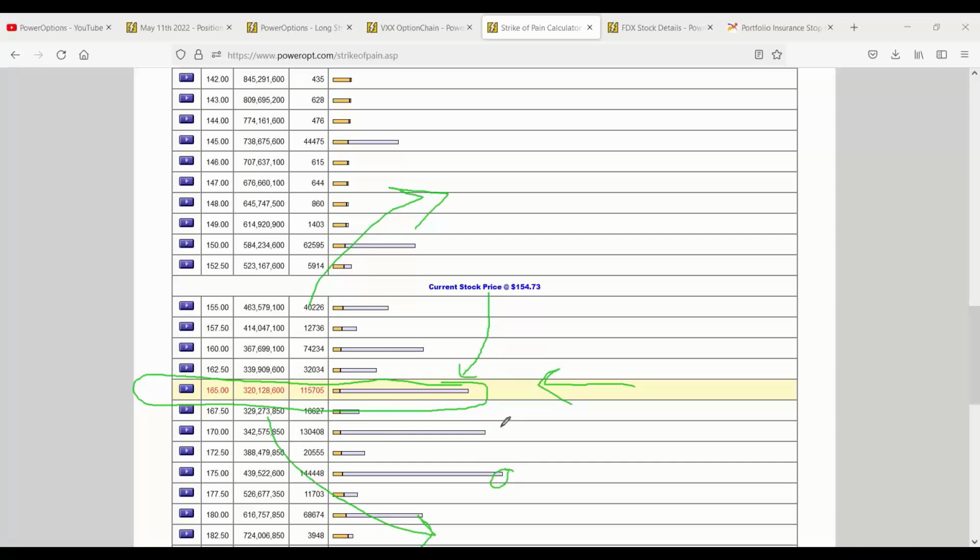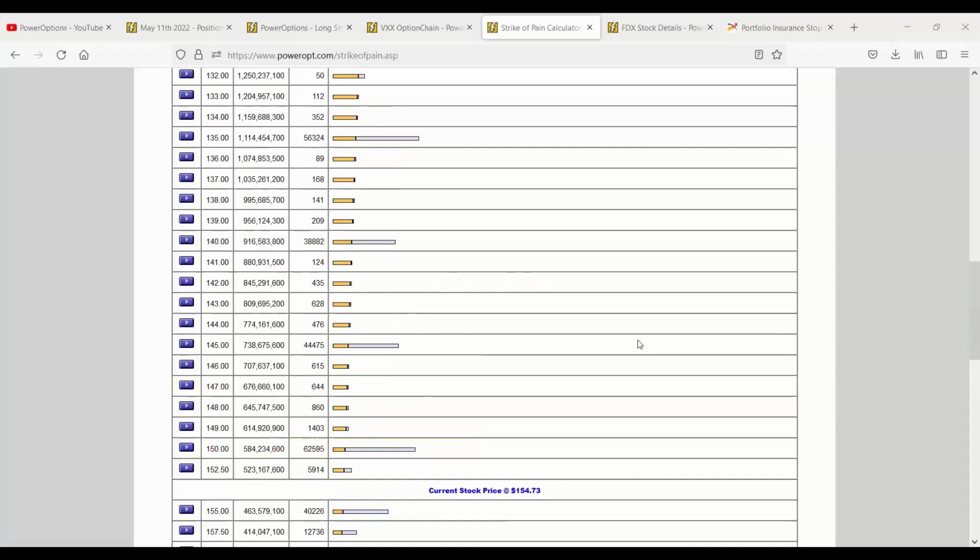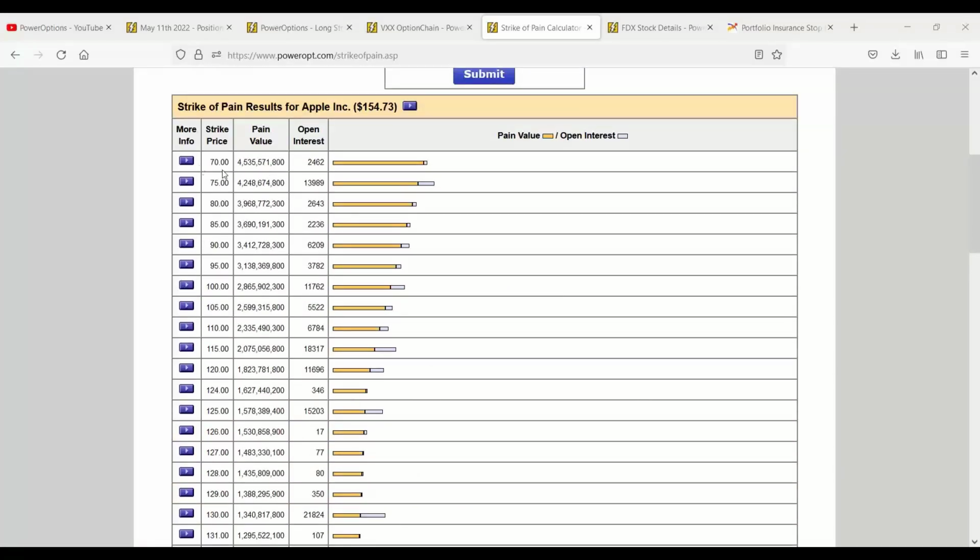It's not just the highest open interest. It's the open interest calculated. Well, if the stock was trading at 165, how much money would 150 call buyers with this open interest and 150 put buyers stand to lose? Right? How much would they lose? How much would option sellers gain at this price? And that value that you see that's highlighted is the one where option sellers in theory should make the most money based on the combined open interest of calls and puts.